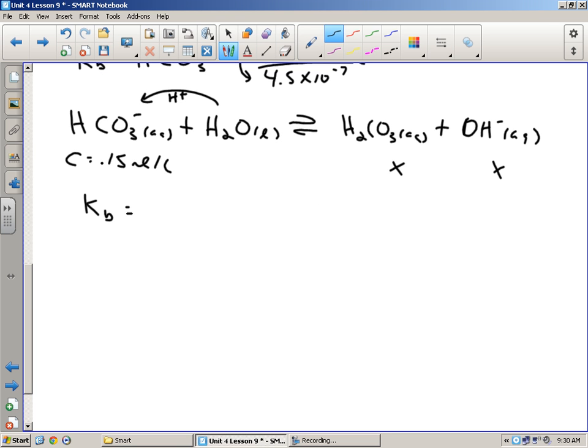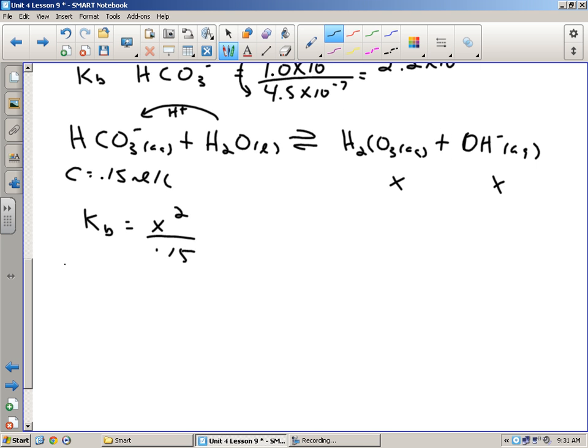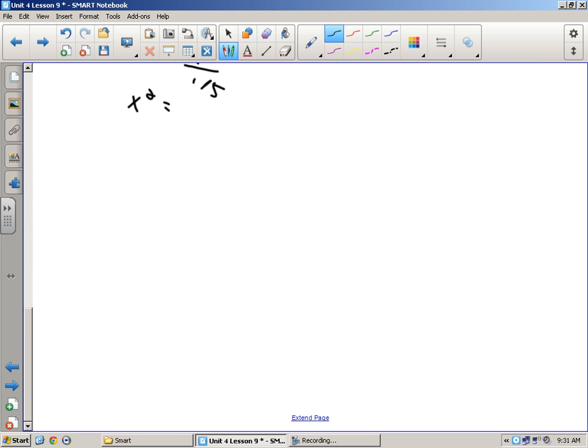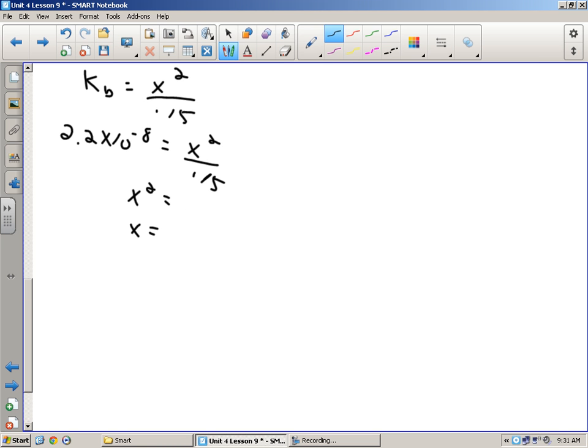Kb is equal to x squared over 0.15. The Kb value, like I said, was 2.2 times 10 to the negative 8. X squared is going to equal, let's see here. I'm not sure what x squared equals actually, and just to save a little time, I'll just leave that there. But x turns out to be 5.77 times 10 to the negative 5 molar, which of course is your hydroxide concentration.